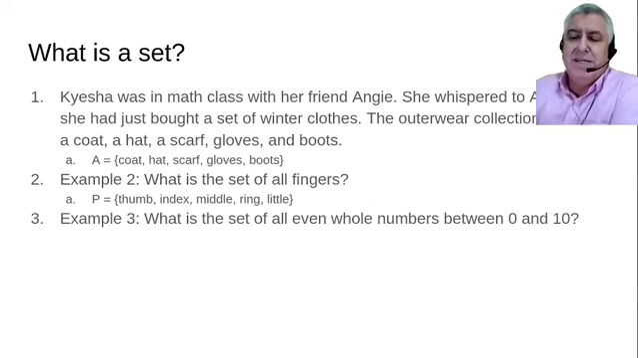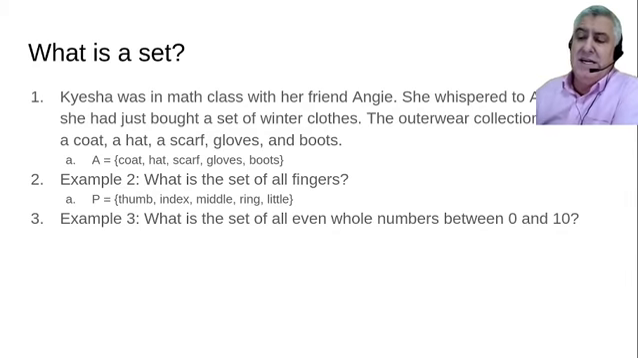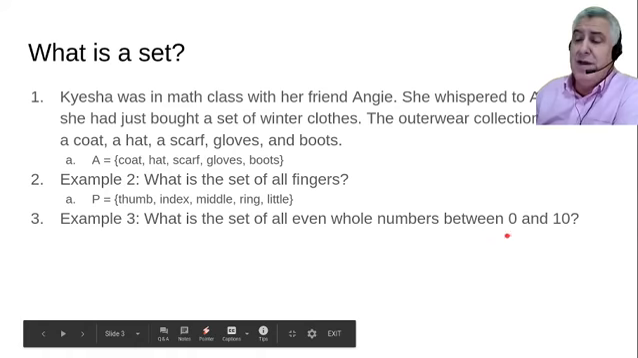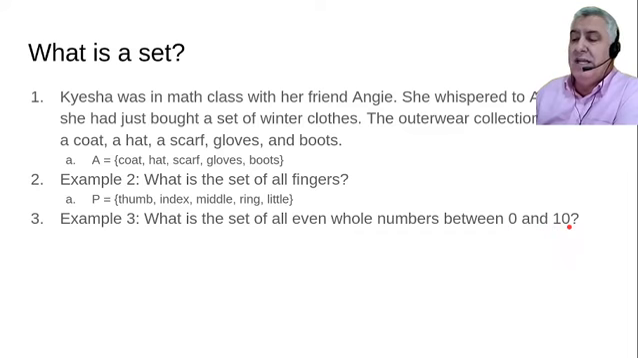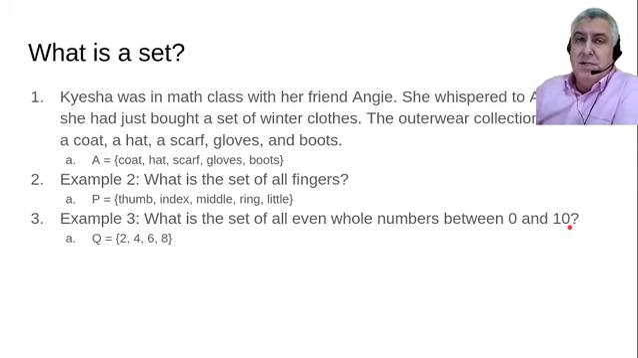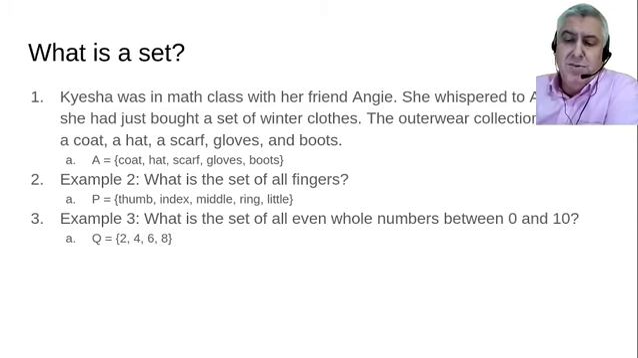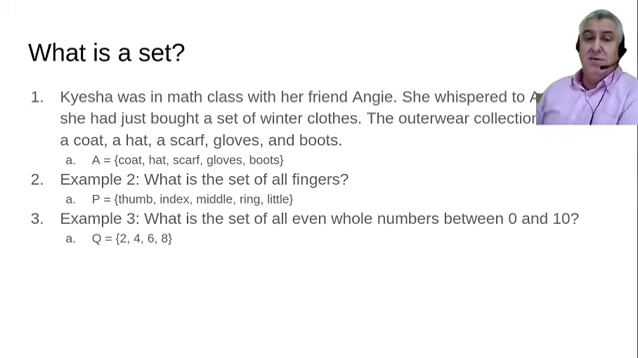In my example 3, what is the set of all even whole numbers between 0 and 10? This is a little bit more complicated, a little bit more mathy. It says between 0 and 10, so that means it can't be 0 and it can't be 10, and it must be even whole numbers. Remember, whole numbers start at 0. So we're going to have not 0, 2, 4, 6, 8, and not 10. When we write that out, I'm going to write Q is equal to 2, 4, 6, 8. Put some braces around them, and make sure the Q is a capital.